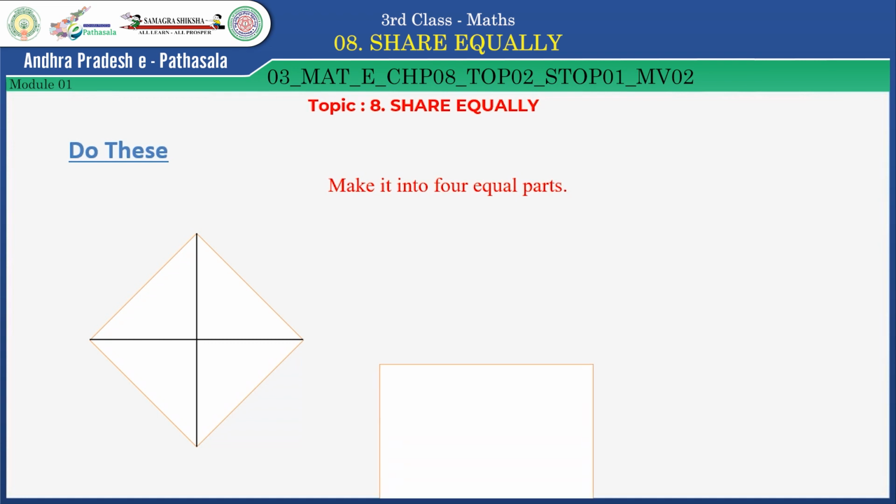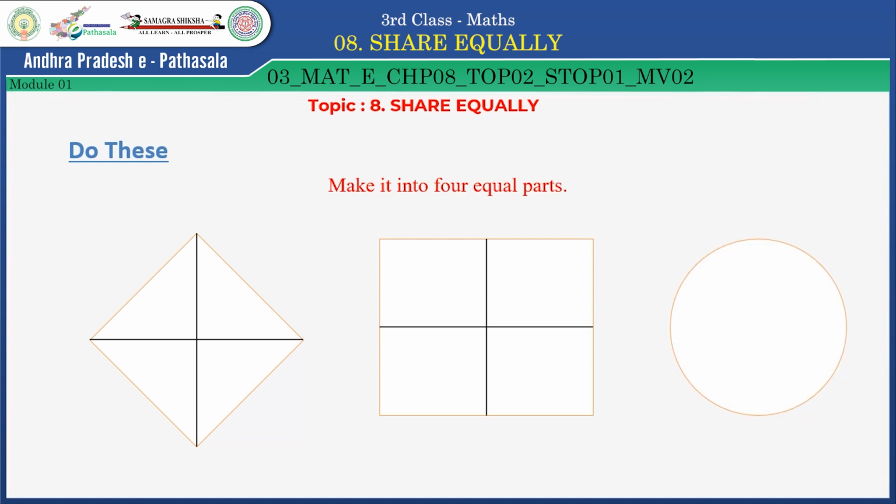Now observe the second picture. First we split into 2 equal parts. Now again each half part into 2 equal parts. Now that picture is made into 4 equal parts. Observe the third picture. Again we made it into 2 equal parts. First 2 equal parts, then the next made into 4 equal parts. Right. Make it into 4 equal parts.